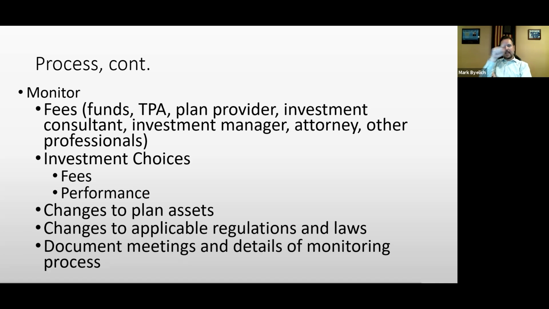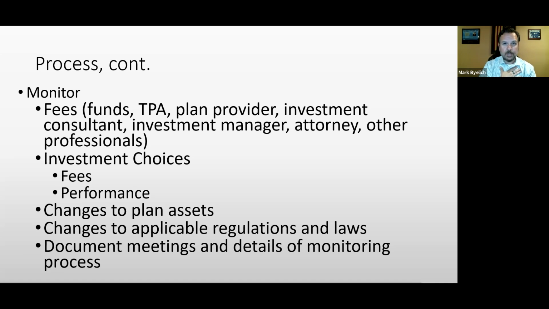You've got to continue back to that circle, right? This has to be a continual process. 401ks are daunting as far as the processes that are required. Fees, funds, third-party administrator, plan provider, investment consultant, investment manager, attorney, other professionals. When I used to do this, I used to remind people, we've got to evaluate my fees too. We've got to put that into the mix as far as are the services I'm offering you fair and for the amount that you're paying. That's got to be not just these other people, but also the investment consultant who's helping you.